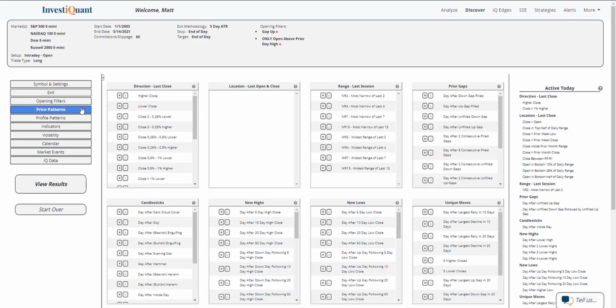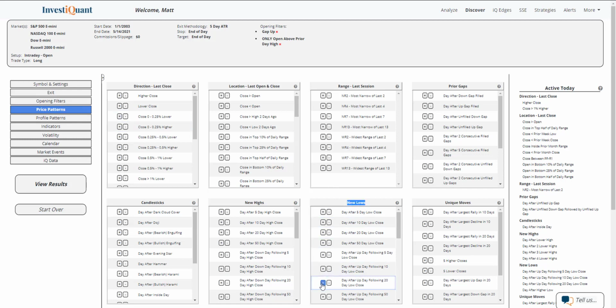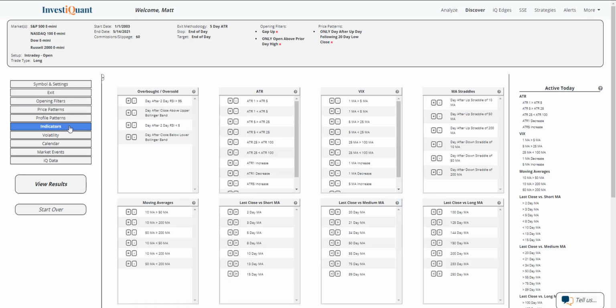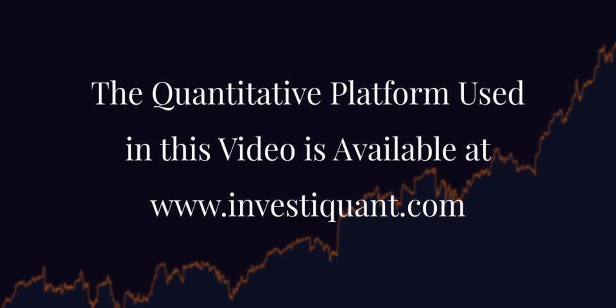Next, we're going to grab that price pattern that is a day after an up day following a 20-day low close. That pattern is found in the new lows category. I'm going to hit equals here, day after up day following 20-day low close. So this is a 2-day pattern. The first day closes at a 20-day low. The second day is a green day, so it closes above the open after that pattern. So I've got that selected. Next, I'm going to go into the indicators, say we are below a 10 but above a 200-day simple moving average, and now I can hit view results.